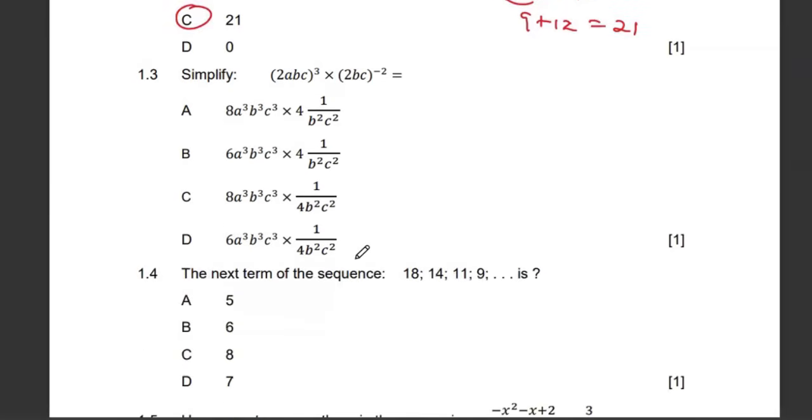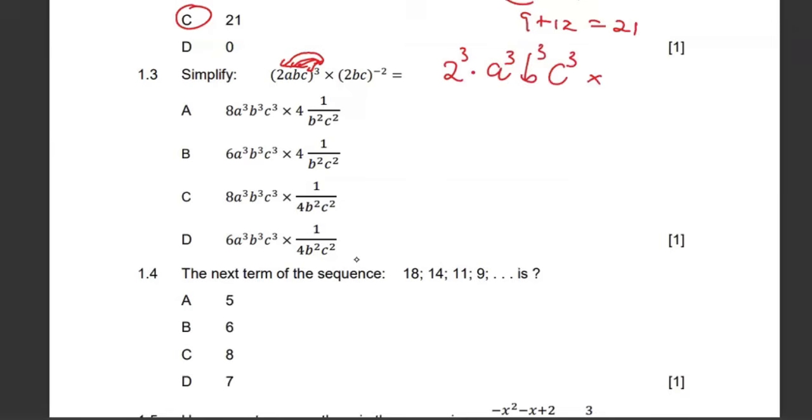Then 1.3, these exponents, they want us to simplify. When you're simplifying, whatever is outside of the bracket must affect everything that is inside the bracket exponent-wise. So it's going to be 2 cubed multiplied by a cubed, b cubed, and then c cubed.